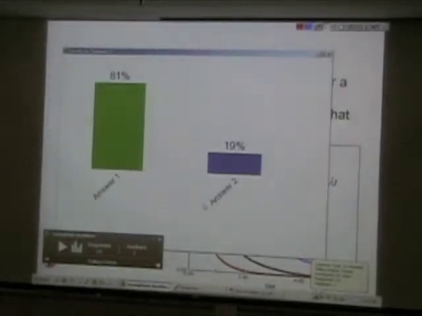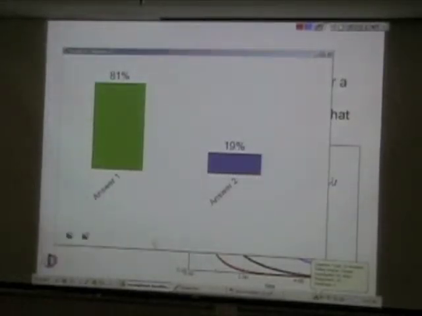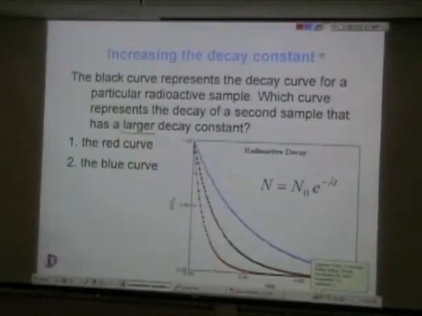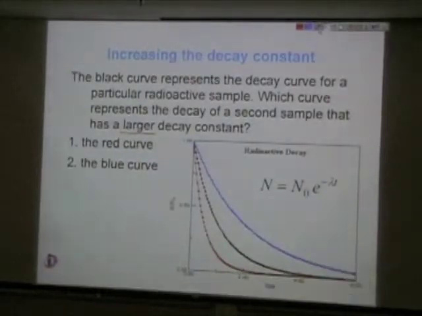Okay, so the decay constant shows how fast the decay is happening. In this situation, of course, the red one represents the decay which is happening faster.